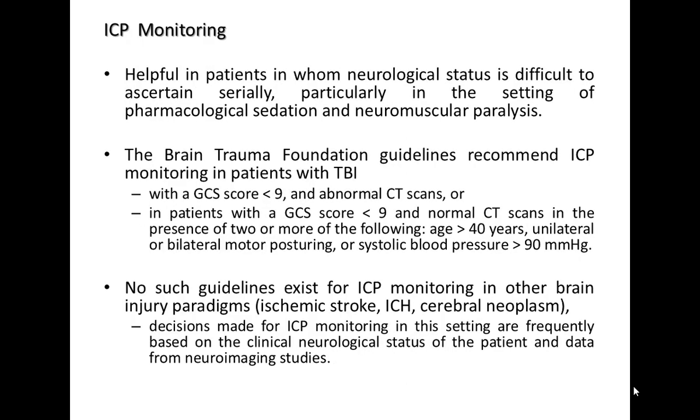So where does ICP monitoring stand in this whole gamut? It's helpful in patients whose neurological status is difficult to ascertain, especially if they are under muscle paralysis. The Brain Trauma Foundation guidelines recommend ICP monitoring in GCS less than 9 and an abnormal CT scan. In patients with GCS less than 9 and a normal CT scan, the presence of 2 or more of the following is important: age more than 40 and blood pressure less than 90. No such guidelines exist for ICP monitoring in other brain injury paradigms like ischemic stroke, ICH or neoplasms.